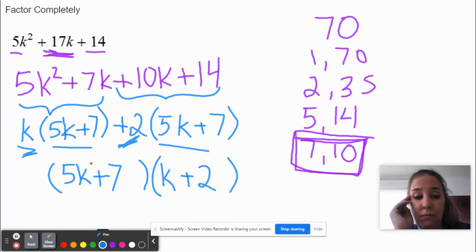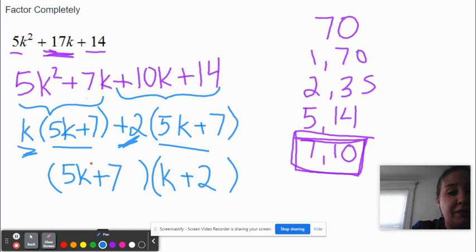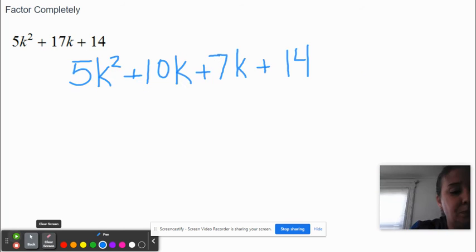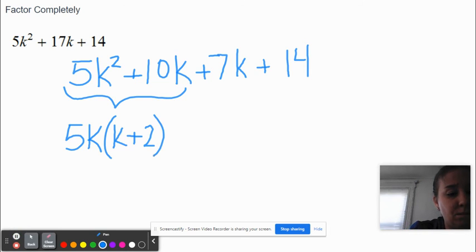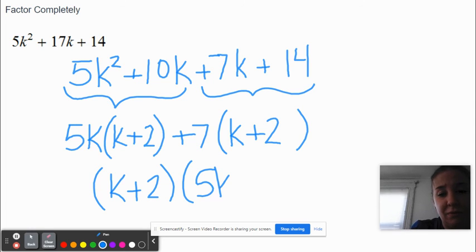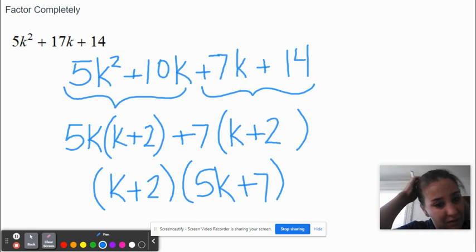Okay. And for those of you that are curious, what if I listed the 10 first? I'm just going to show you. Hold on. So here I listed the 10 first. Factored the first group. Factored the second group. And then even though it's k plus 2 in the middle, I still am left with the same answer I had before. Just written backwards, but that doesn't matter.